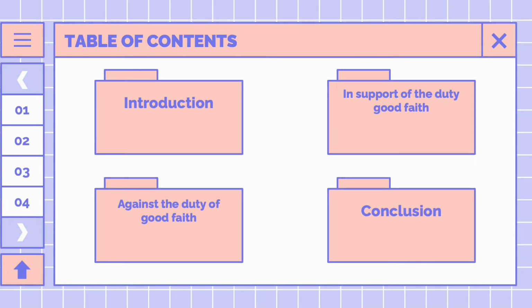I'll do this by splitting the presentation into four sections, which will be the introduction, the reasons why duty of good faith should be adopted, number three, which will be reasons against the adoption of duty of good faith, and then how I will conclude.